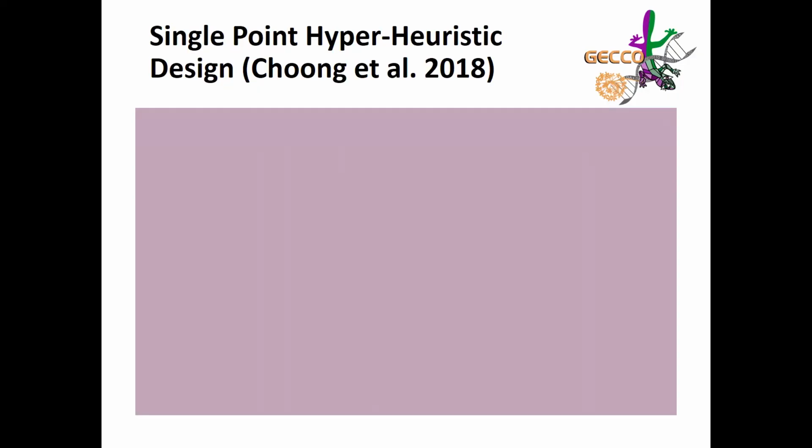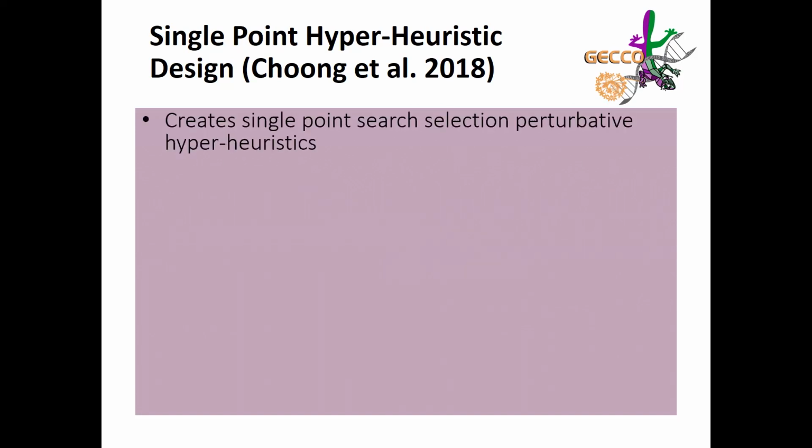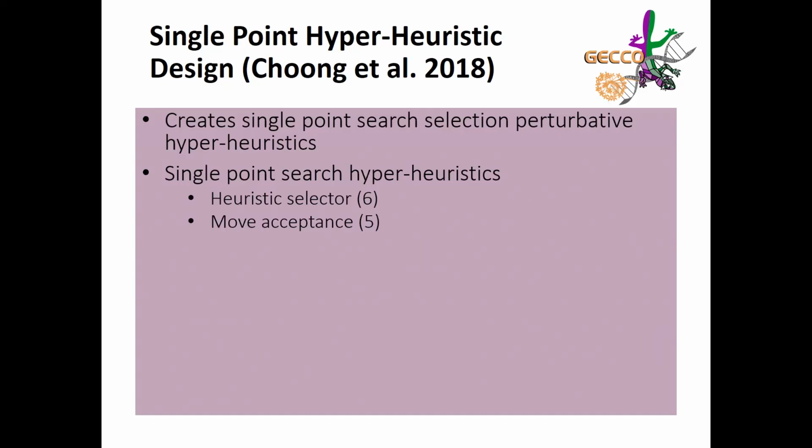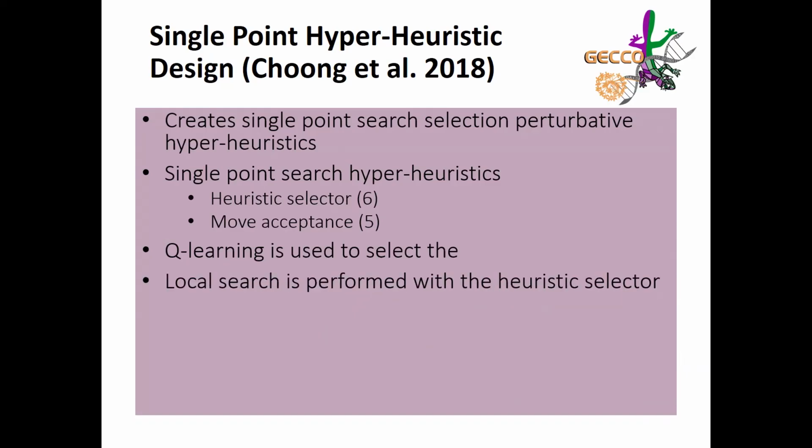So there's work being done by two groups. One is Nelishia Pillay from Nottingham, who did work on creating new generation perturbative hyperheuristics using existing components of existing hyperheuristics. And the other is by this group, Chung et al., who use a very simple Q-learning to actually combine components that make up your hyperheuristic. So they use heuristic selectors and move acceptance, and basically the Q-learning was used to actually create new combinations.